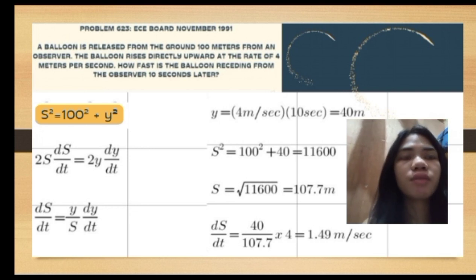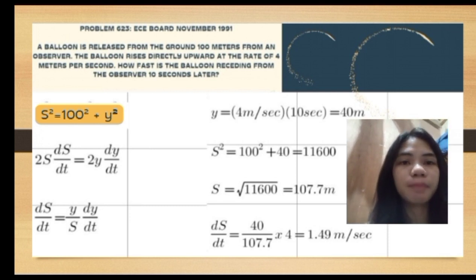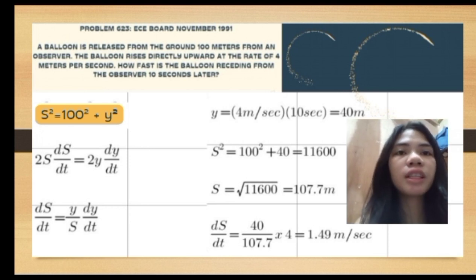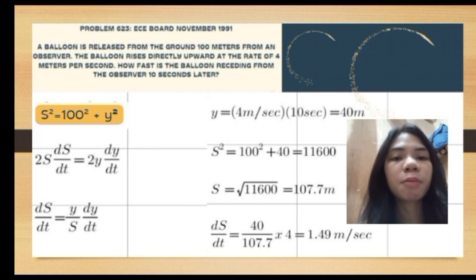Differentiate both sides of the equation with respect to time. 2s ds over dt equals 2y dy over dt. So we arrange the equation to solve for ds over dt. ds over dt equals y over s times dy over dt. So substitute the given values. Time equals 10 seconds and dy over dt equals 4 meters per second.